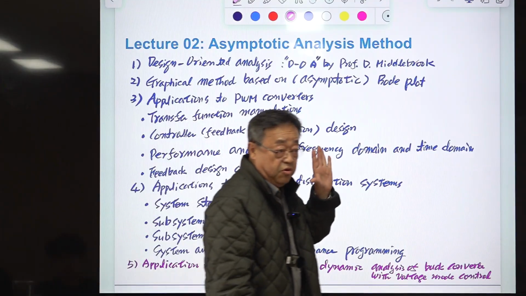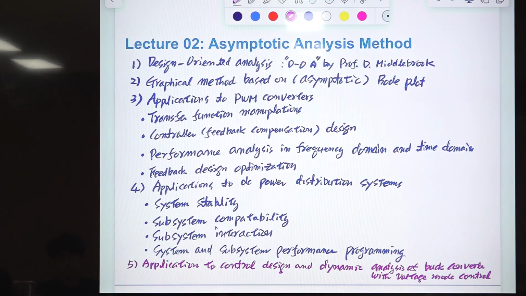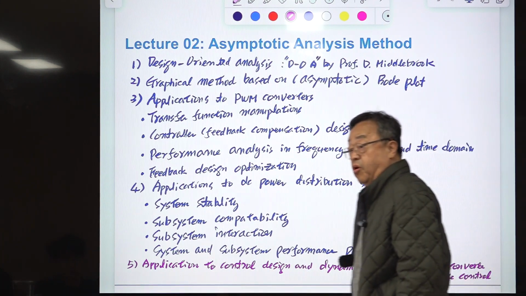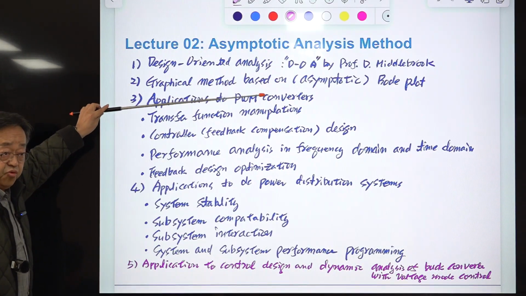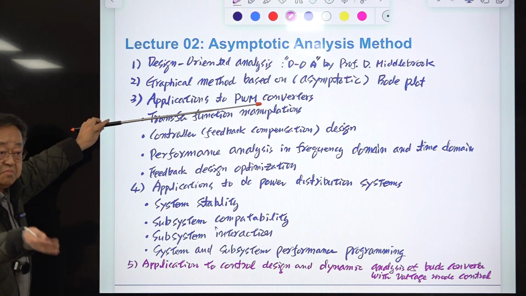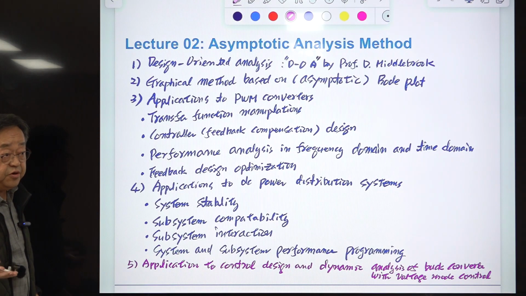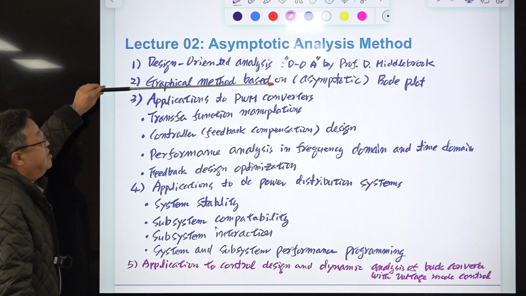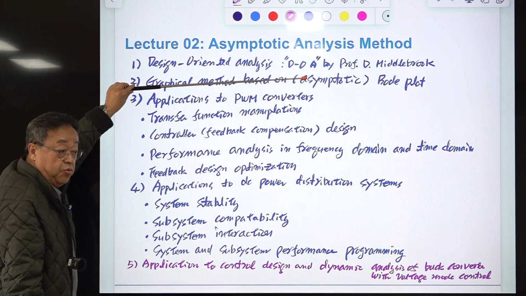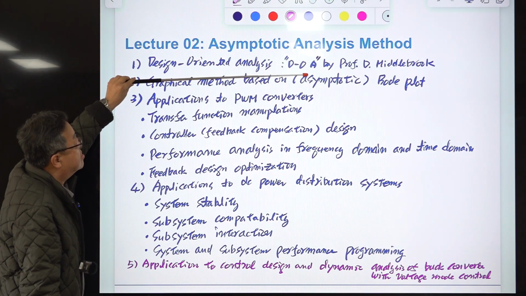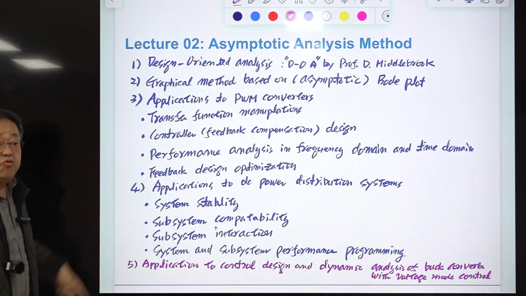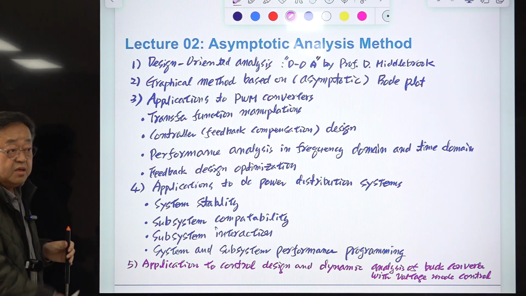This is a rather well-known terminology. He proposed, promoted and advocated it, but unfortunately he died maybe 5 or 10 years ago. So this topic is not published in textbook format. He made some monographs and lecture material, and he provided many seminars, symposiums and tutorials on this. The key element of this design-oriented analysis is the asymptotic analysis method we'll be using in this lecture series.